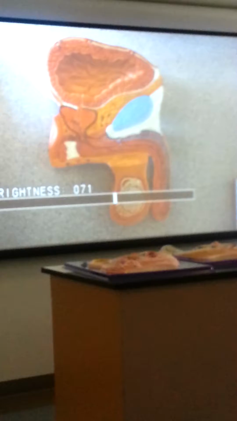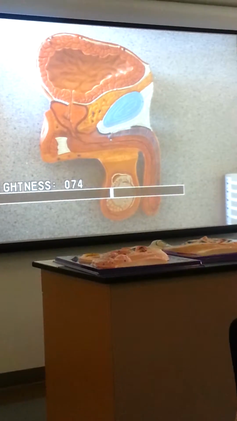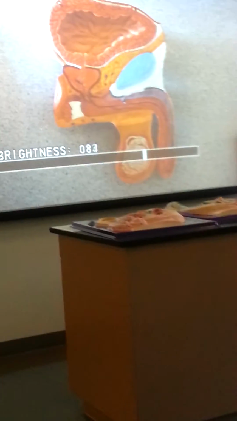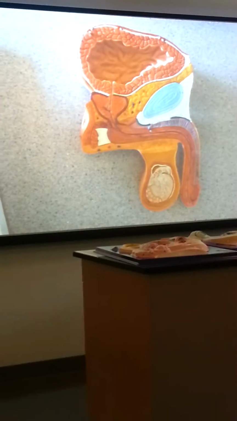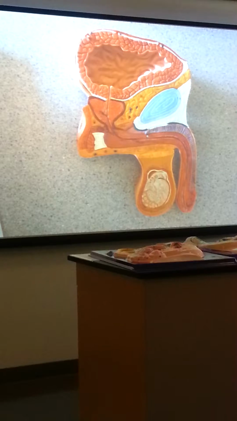Let's see if I can add a little bit of light. Okay, is that a little better like that? Yeah. Okay. So, looking at this now, start over.